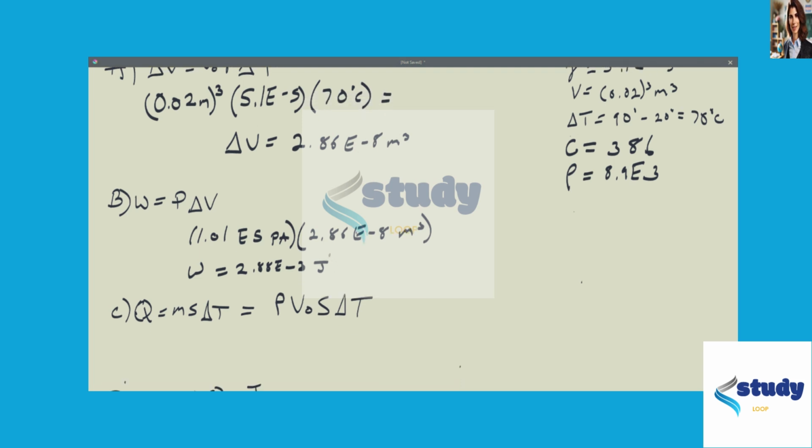And then we want to calculate the amount of heat added to the cube, which we can use this formula for. This is the density multiplied by the initial volume. This is S, it should say C. It's the specific heat of the copper. So density is 8.9 times 10 to the third. Volume is 0.02 cubed. Specific heat is 386, and the change in temperature is 70 degrees. And that gives us 1,924 joules.